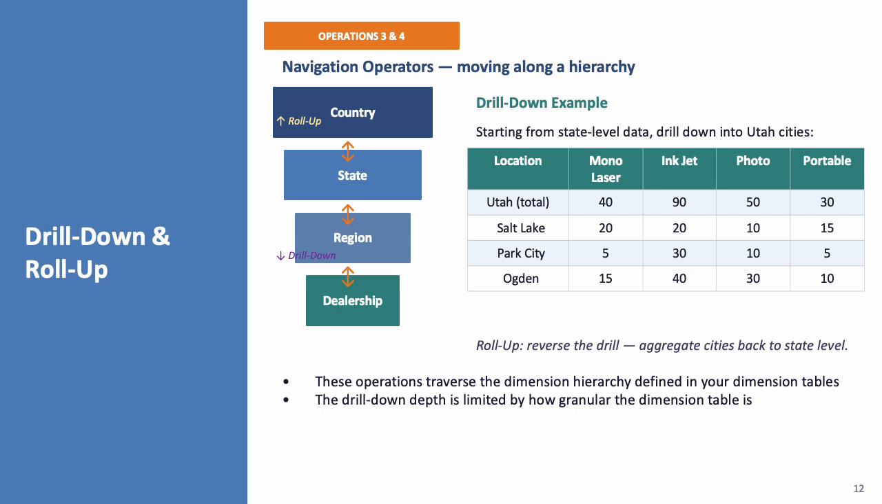So it's important to understand the constraint. How far can you drill down? This is limited by the dimension table. If the location dimension table in your data warehouse only contains a state column and a country column, then you can drill down from country to state, but no further. You cannot drill to city if the city column does not exist in the dimension table.